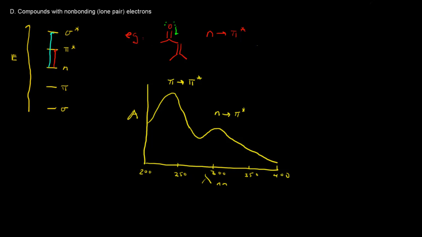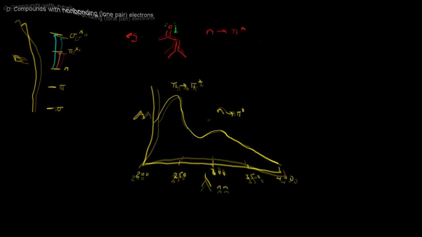It does occur, but when it does, it doesn't occur very often, and therefore the absorbance for those n to pi star transitions is small compared to the absorptions for pi to pi star transitions. And so this is the sort of thing you typically see when you have lone pair electrons.